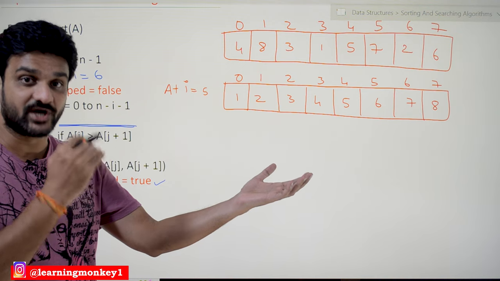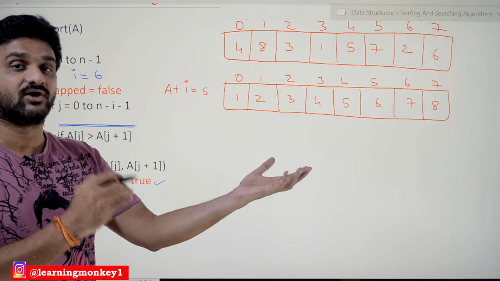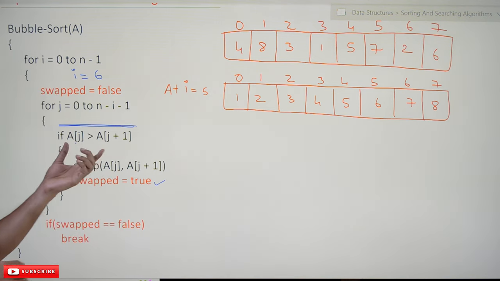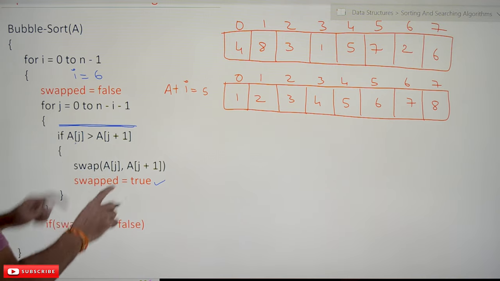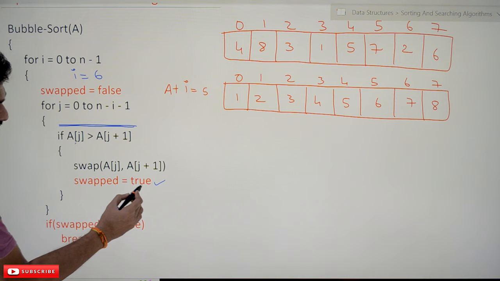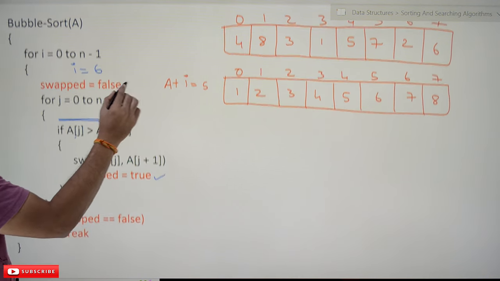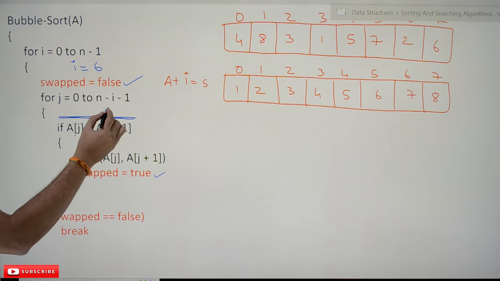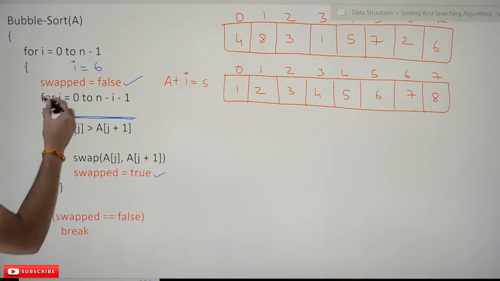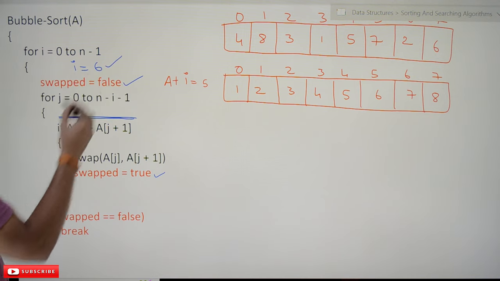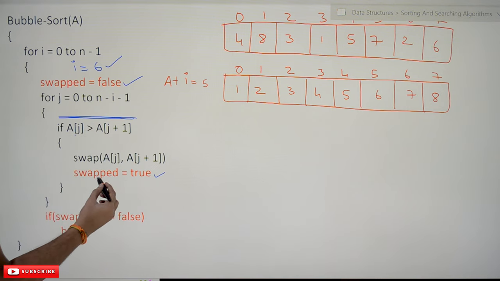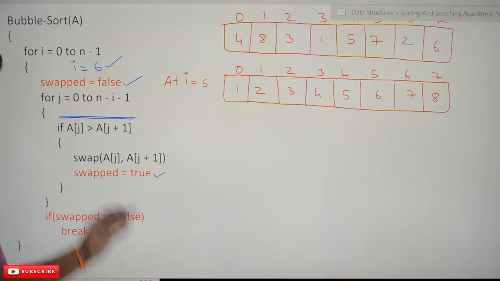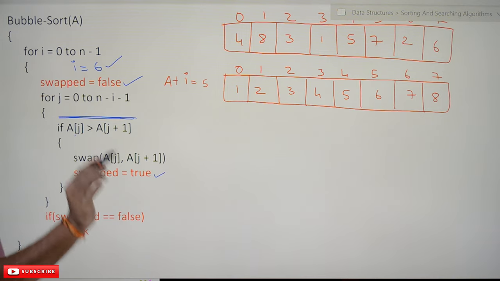Try to get that point. That is the point that you have to understand. As the elements are already in the sorted order, we never go into this if condition and the swapping never happens, which means that this swapped variable will always remain false. So after the sixth iteration, at i is equal to 6, after this entire for loop got iterated, we are not going to change swapped to true. So the swapped remains false.